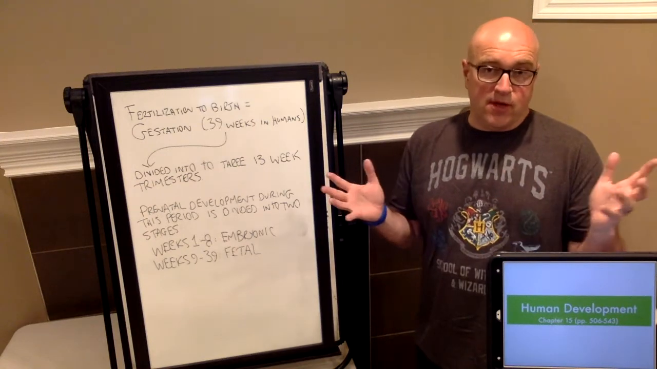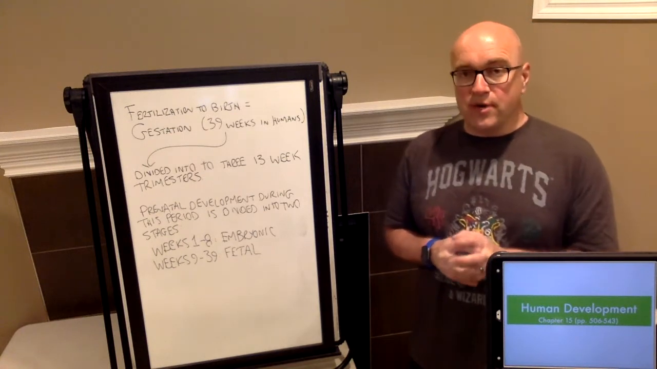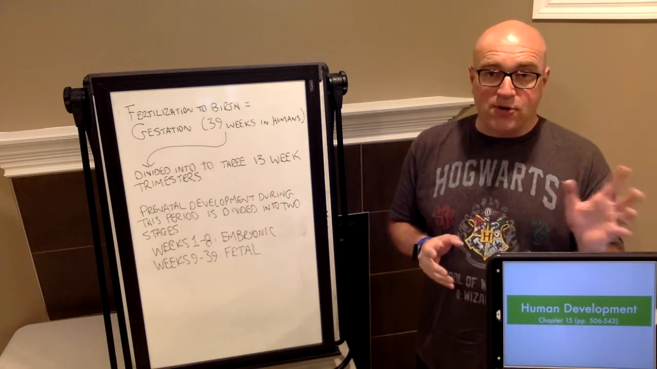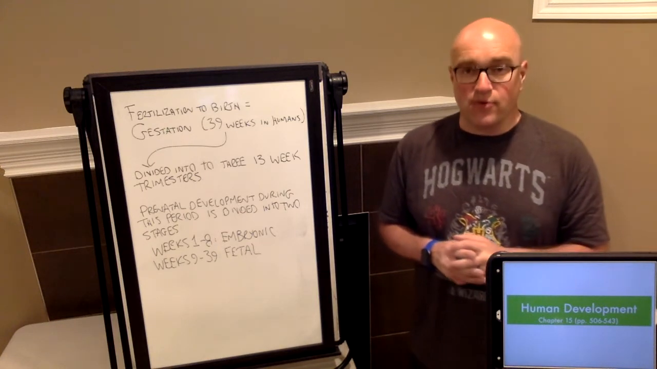And of course, as we've been dealing with this entire unit, we're going to be focusing on human prenatal development, how it occurs in humans. Again, the chapter you're looking for, chapter 15, is going to be pages 506 to 543 in the textbook.